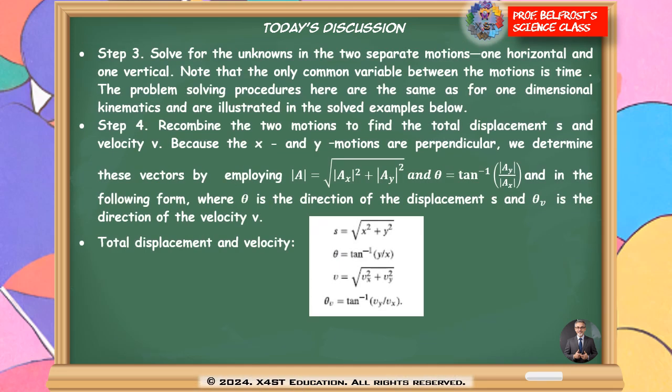This is just the same as the previous chapter. Step 3, we need to solve for the unknowns in the two separate motions, one horizontal, one vertical. This is very easy actually. Step 4, we just recombine the two motions to find the total displacement s and velocity v. So we employ the previous formulas. The magnitude is just the Pythagorean theorem, and theta is just the inverse tangent. So the total displacement and velocity can be summarized with these four formulas that I show in the slide.